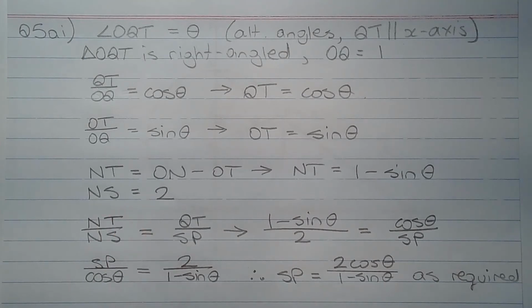Now NS is equal to 2, since that's the diameter of the unit circle. Now applying the property of similar triangles, NT over NS is equal to QT over SP, where NT is equal to 1 minus sin theta and NS is equal to 2, and QT is equal to cos theta and SP is of course itself SP. So rearranging this equation to make SP the subject of the formula, so swapping both sides around and inverting both fractions, we have SP over cos theta is equal to 2 over 1 minus sin theta. Therefore, SP is equal to 2 cos theta over 1 minus sin theta as required.